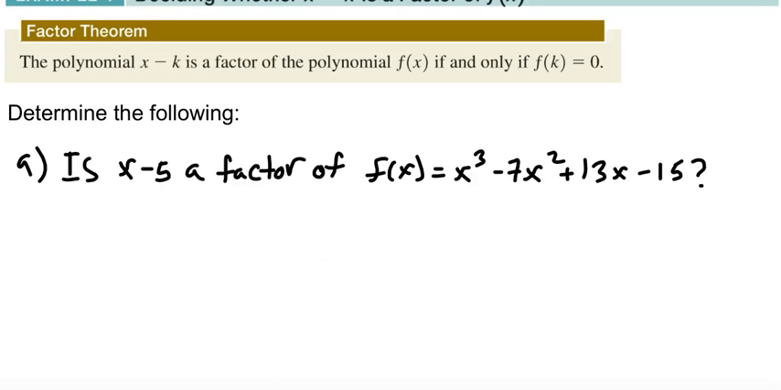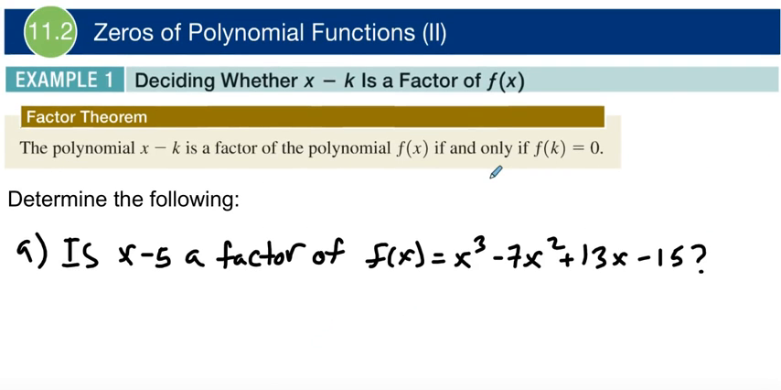All right, moving on right now to section 11.2, example number 1. We're trying to decide if a binomial, x minus k, is a factor of some polynomial. And we're going to use the factor theorem, which states that the binomial x minus k is a factor of some polynomial if and only if the remainder is 0, or if f of k is equal to 0.